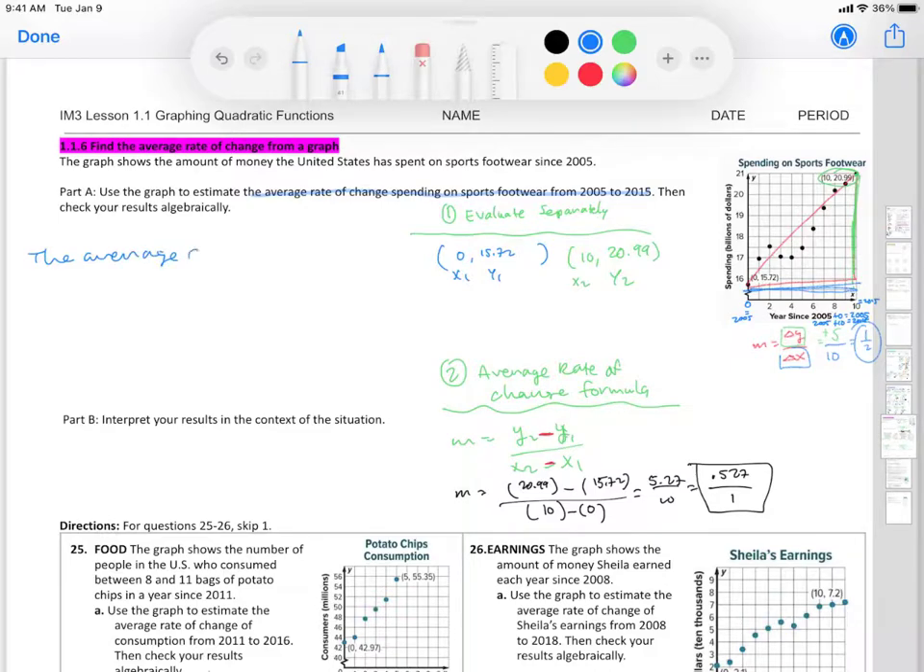The average rate of change in spending on sports footwear from 2005 to 2015. Okay, now is my slope positive or negative? My answer there is positive, so we can say the word increased.